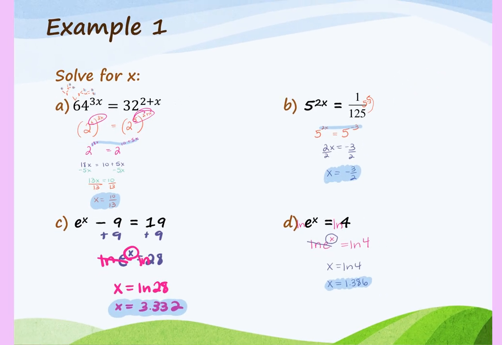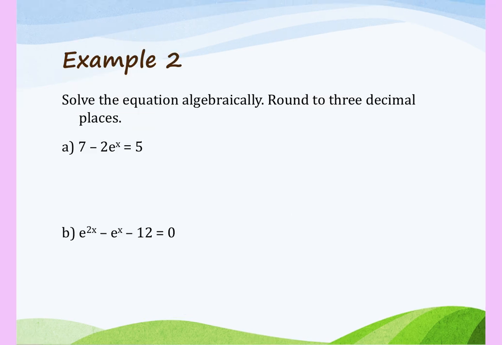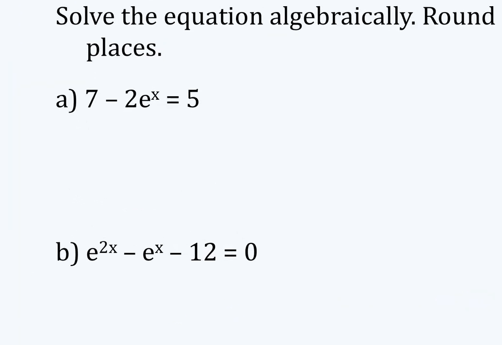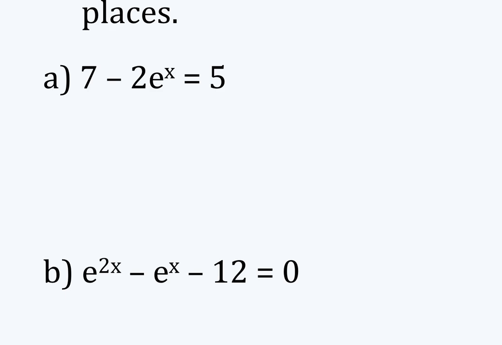All right, keep going with these. Example 2, solve the equation algebraically, and it tells you this time round to 3 decimal places. So now we got to do a little work on A to isolate the e to the x. So I'm going to subtract the 7, negative 2, e to the x equals negative 2. Divide both sides by negative 2, and I get e to the x equals 1.